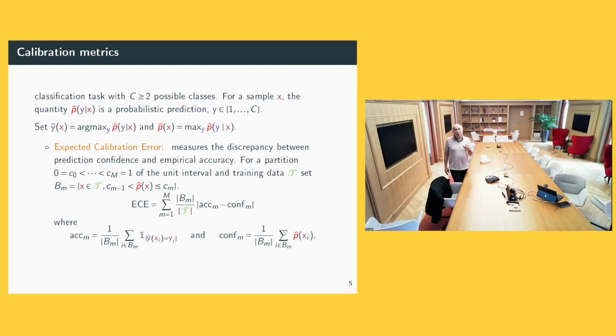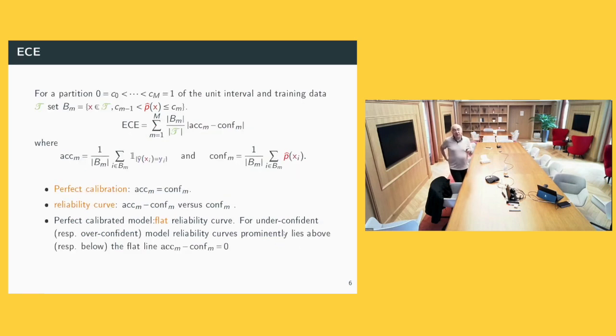You count, for each of these values, on the calibration data the number of times you have it, and then you compare the empirical accuracy with the confidence predicted by the model. So the ECE, in fact, is what you do: you compare predictive accuracy on the validation set minus the confidence, and if you have perfect calibration, then the empirical accuracy should be almost equal to the confidence.